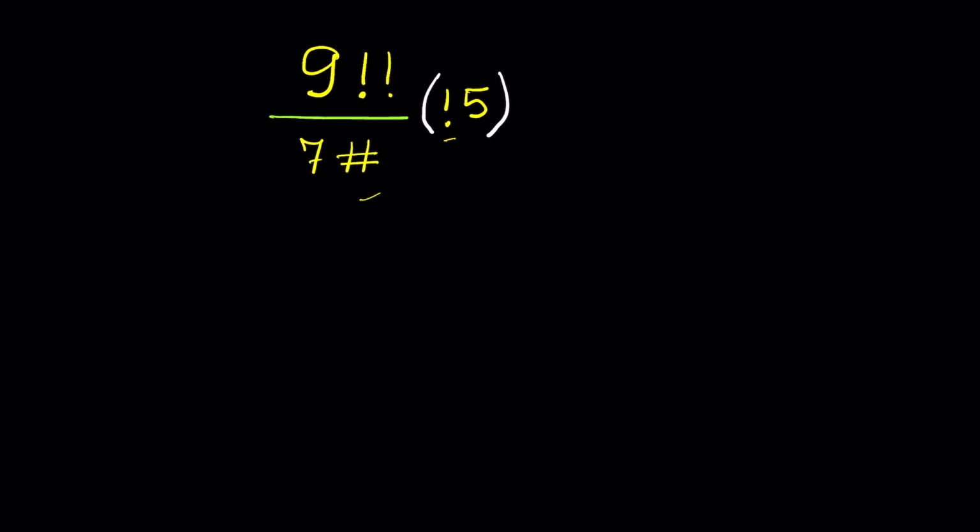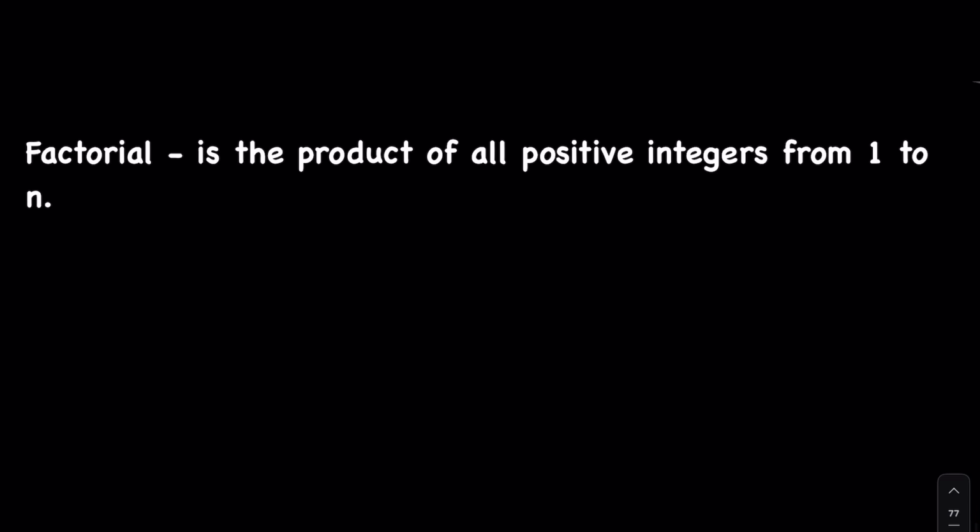How do we solve this? So let us understand the meanings of these symbols. So first, let's talk about the factorials. Factorials denoted by n exclamation. It is the product of all positive integers from 1 to n.